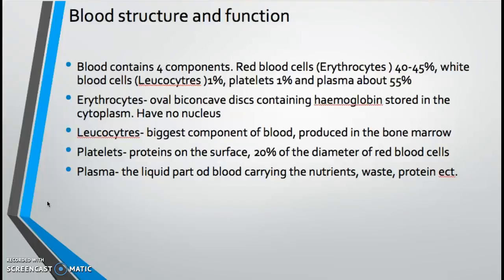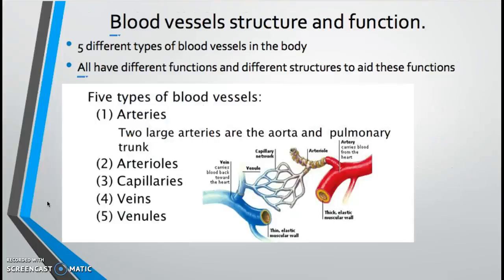Platelets are proteins on the surface and only 20% of the diameter of red blood cells. They obviously have a role in clotting of the blood to prevent a lot of blood leaving the body. And then plasma is a liquid part of the blood carrying the nutrients, waste and protein around the body.